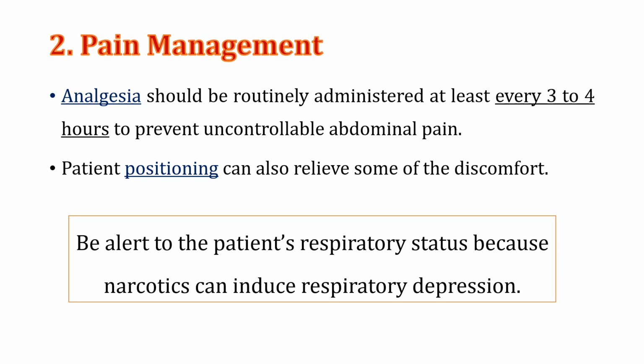Also, you have to remember that analgesia should be routinely administered at least every 3 to 4 hours to prevent uncontrolled abdominal pain. Also, position your patients for comfort, and be alert that narcotics may predispose to the development of respiratory distress, or depression of the respiratory center. So you have to monitor your patient's respiratory rate frequently.